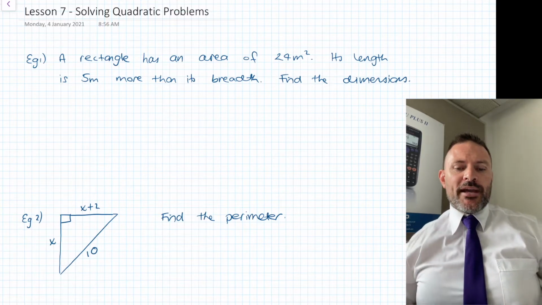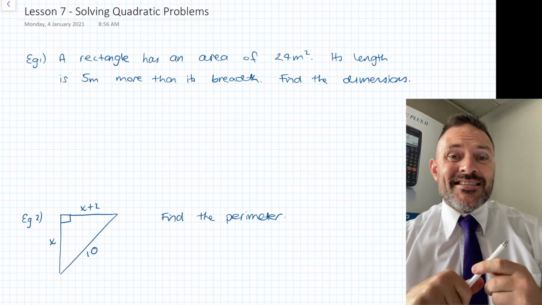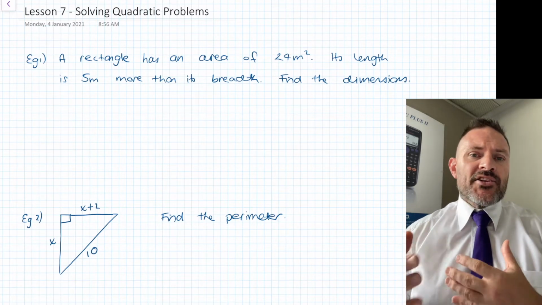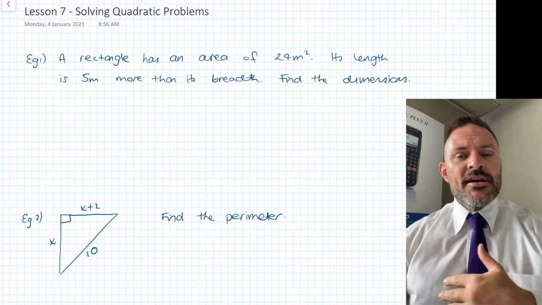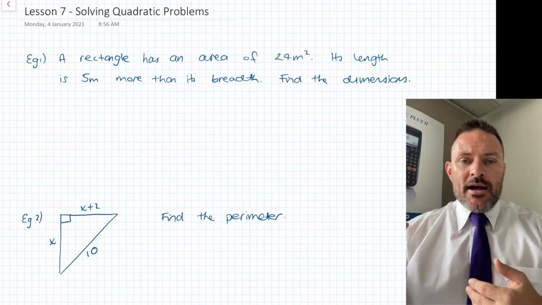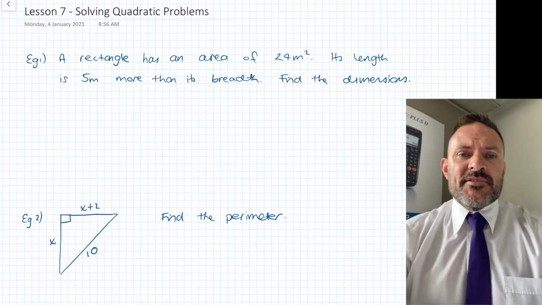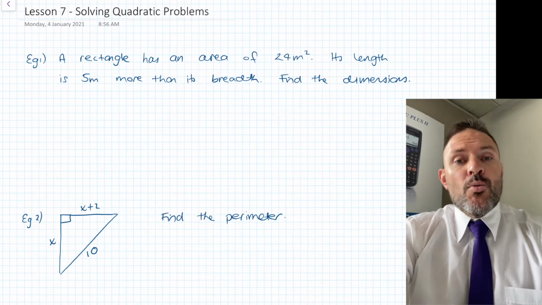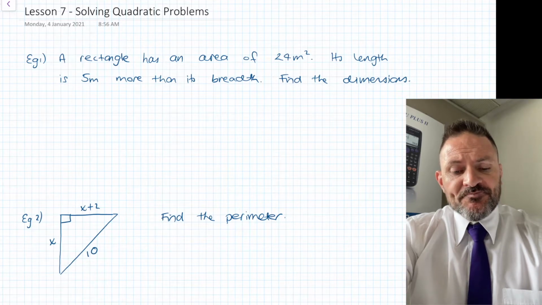Good morning, boys. Today we're looking at solving quadratic problems. Now, last lesson we revised quadratic equations and we looked at how to solve them via factorization. Next lesson, of course, we'll look at the other methods like completing the square, the quadratic formula, and all those other bits and pieces. But today we're actually looking at problem solving, so that working mathematical type of questions.